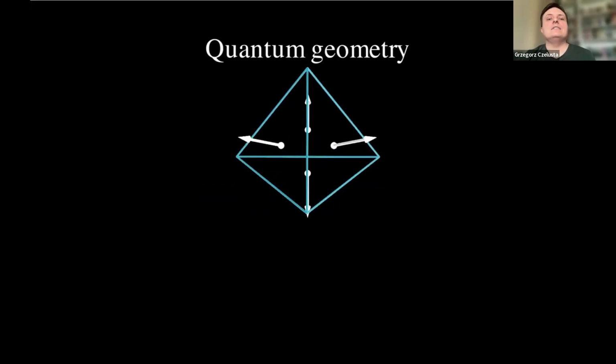And the vectors corresponding to spins define the outward normals to the faces of the polyhedron, while the lengths determine the areas of these faces. And in this sense, spins and therefore links of the spin network correspond to quantized surface areas.